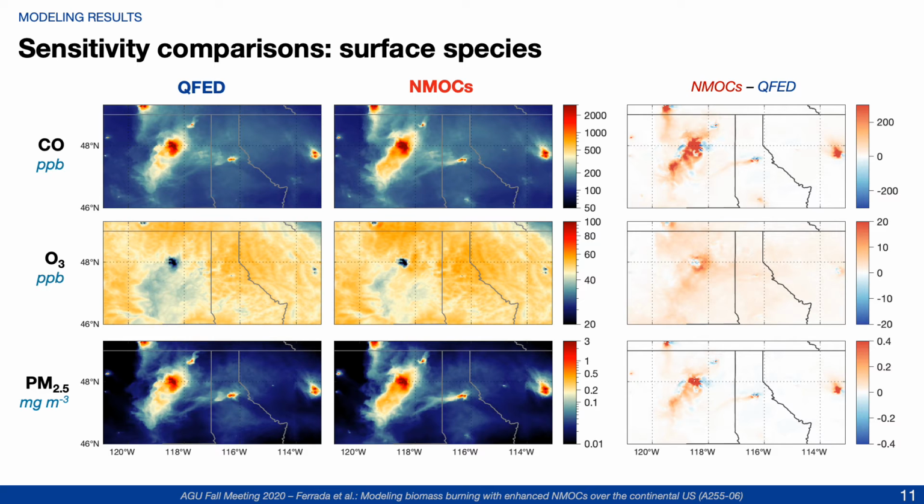In the location of the Williams Flat Fire, you see the higher increases in these variables, going up to more than 200 ppb of CO, an increase of more than 20 ppb in the formation of ozone, and also more particulate matter.